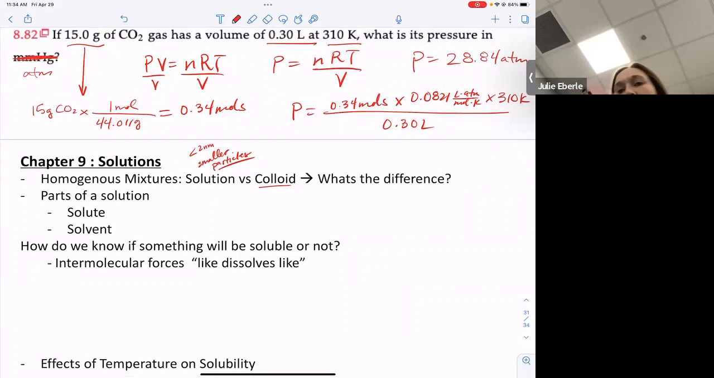Then we identified the parts of a solution. We said the solute is what is dissolved in the solvent.